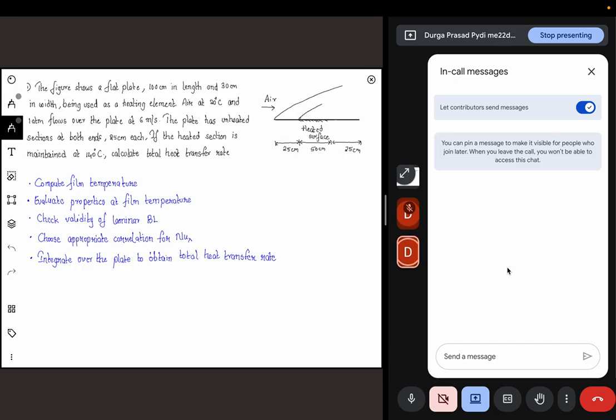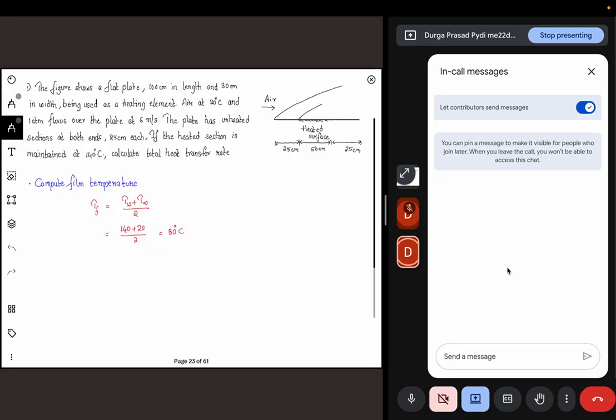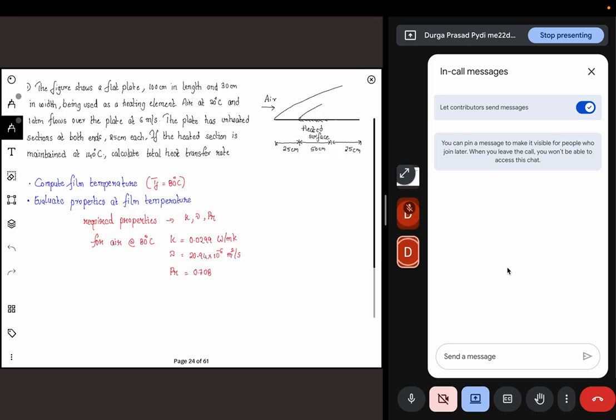The first step is to compute the film temperature, which is the mean temperature of T_W and T infinity, both of which are given. That gives me 80 degrees Celsius. The properties, I'm giving you directly. So at 80 degrees Celsius, these are the values that you can take. You can just note them down.